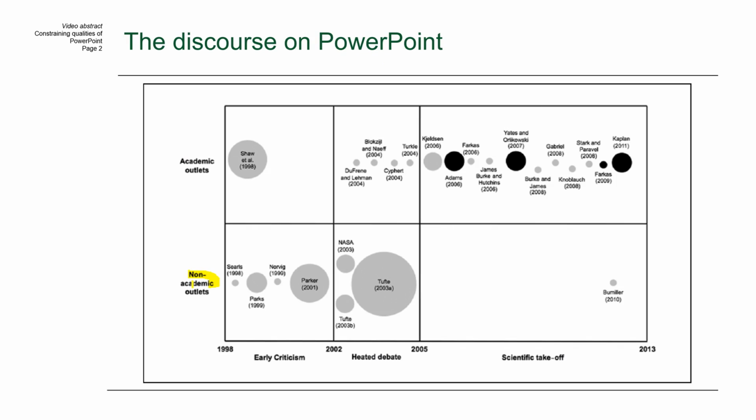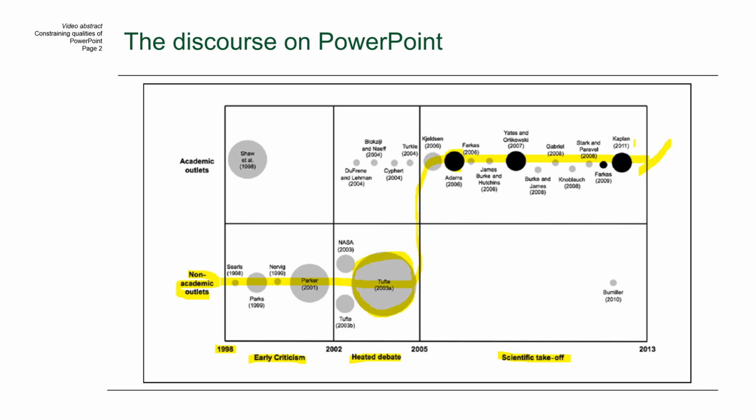The first one, the organization of the discourse, you can see here. The discourse on the constraining qualities of PowerPoint started in non-academic outlets in 1998, and we have allocated it into three phases: early criticism, heated debate, and scientific takeoff. As you can see here, the discourse developed from non-academic outlets in 2005 and 2006 over to academic outlets. The size of the circles represents the number of citations. In general, we only include literature that has more than 20 citations, and the color of the circles represents whether they have used theoretical concepts or not.